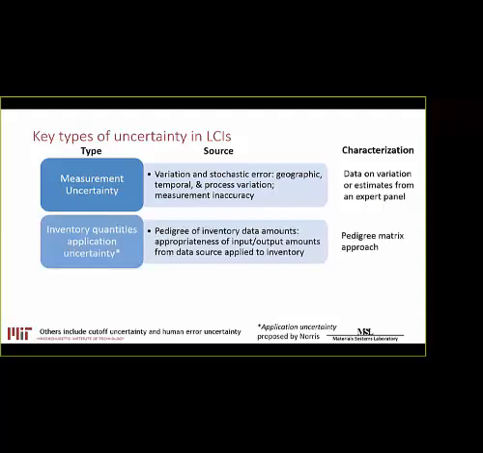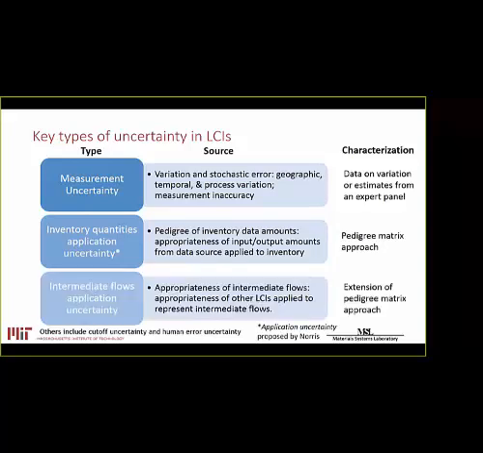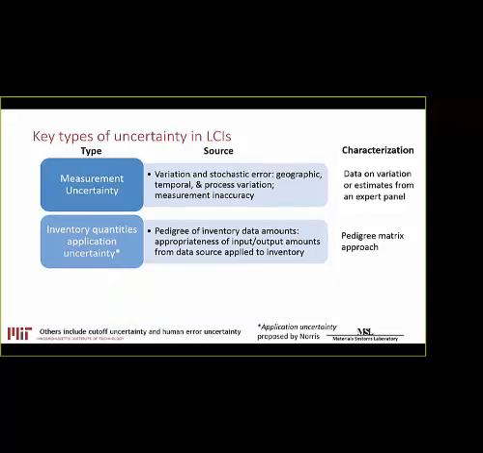But there are a couple of different types of what we call application uncertainty, and that, as far as I can tell, was first proposed by Greg Norris. We've refined it a little bit into what we call inventory quantities application uncertainty and intermediate flows application uncertainty. I'm going to talk about inventory quantities first. This basically has to do with the pedigree of inventory data amounts: what's the appropriateness of input and output amounts from a particular data source, and how has it been applied to an inventory.